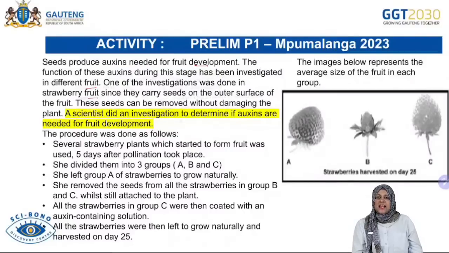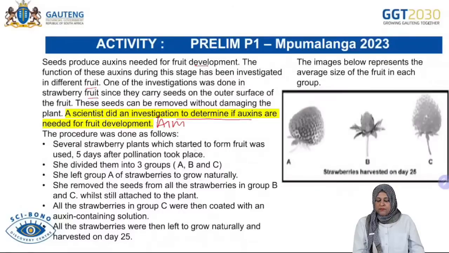A scientist did an investigation to determine if auxins are needed for fruit development. When you come across "to determine" or "to find out", that is the aim of the investigation. That is where you're going to get your dependent and your independent variables from.